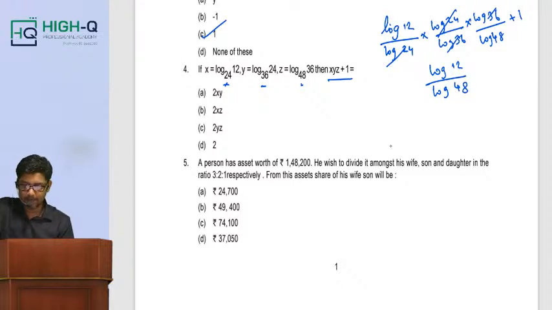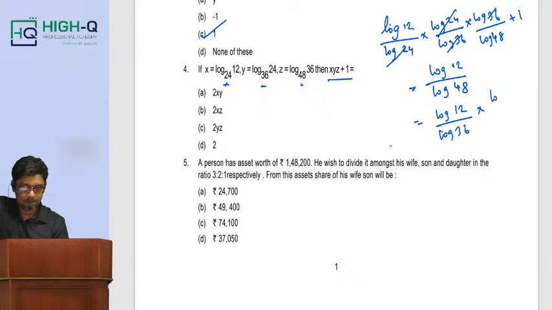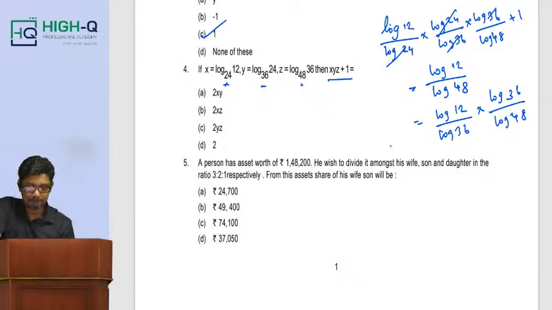Now listen here, I'm just looking at the options. Options are in terms of x and y and z. So what I'm trying to do is, I'm just going to split it, my dear. Can I split it as log 12 by log 36 into log 36 by log 48? Sir, it's not clear. Right.